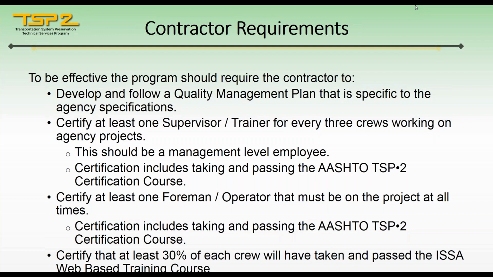Then we also believe that they should certify at least one foreman or operator that must be on the project at all times. The reason we have foreman or operator is because with some contractors, the operator is the foreman. Some folks, it's 2 separate people. So this will give the contractor some flexibility, but there needs to be someone on the job with the responsibility to be able to shut down the project if need be, who is certified. And we would hope that there would be more than that.